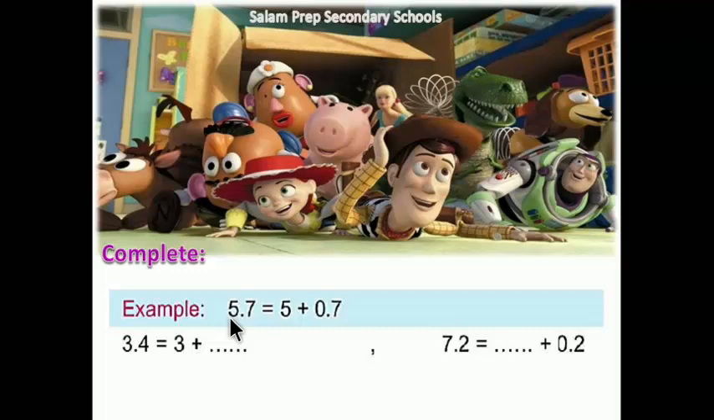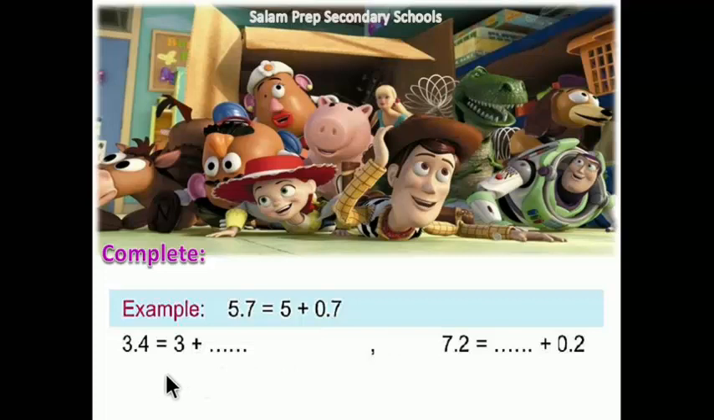We will expand this number as whole number and decimal number. 5.7 equals, whole number is 5 plus 7 tenths, we will write 0.7.